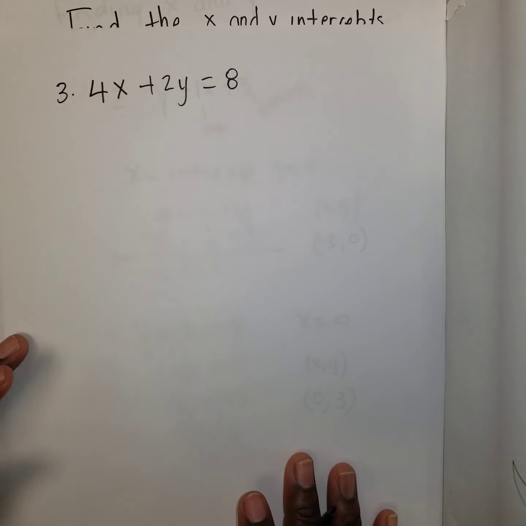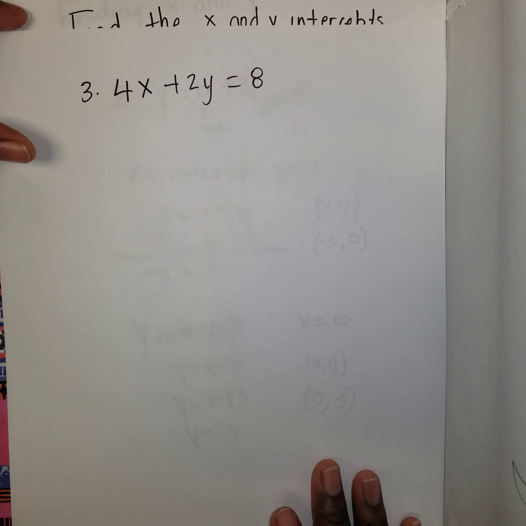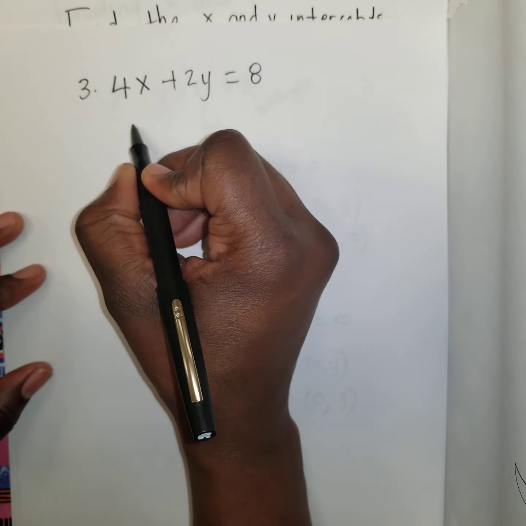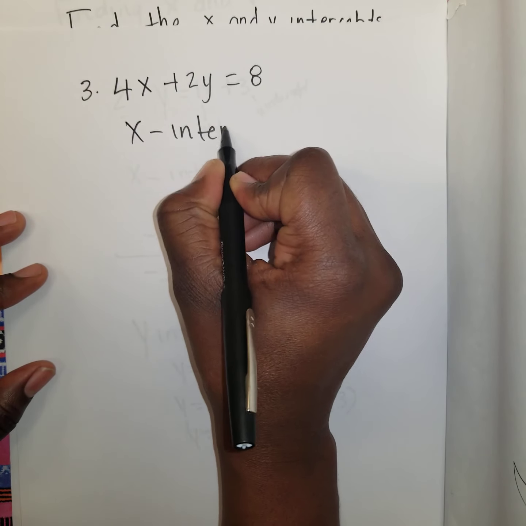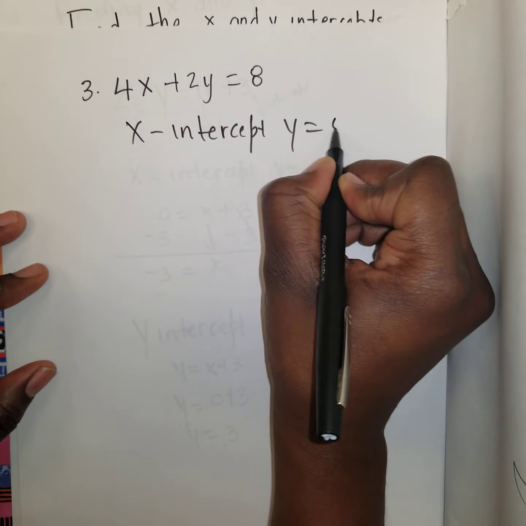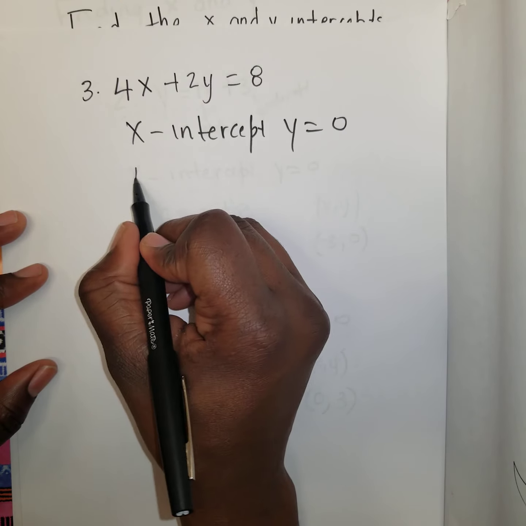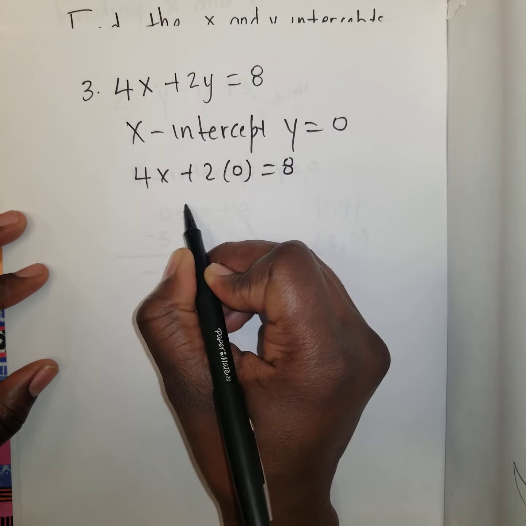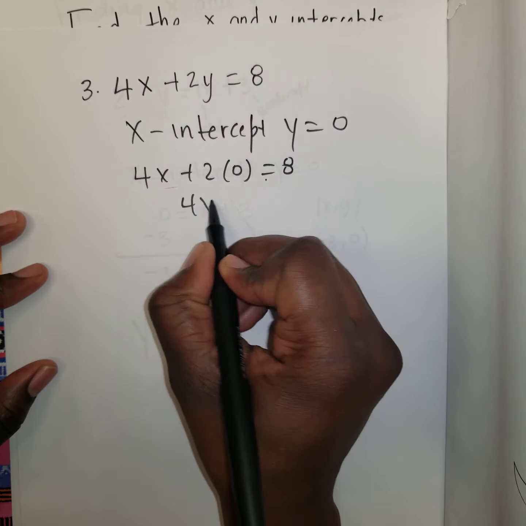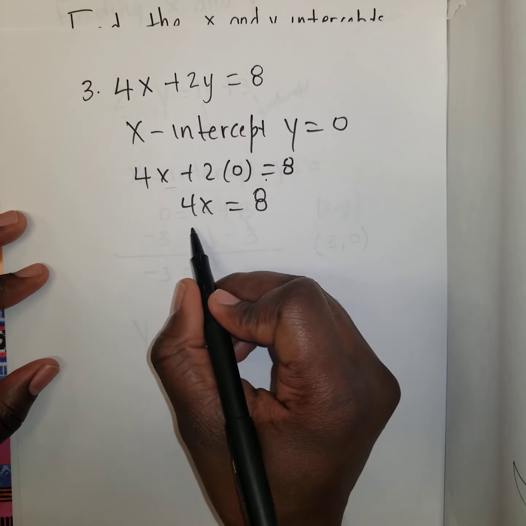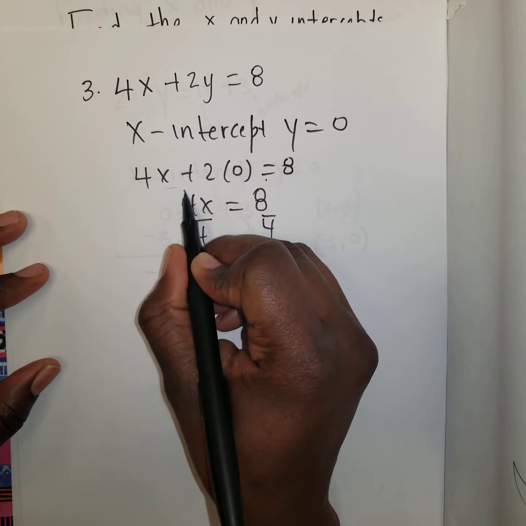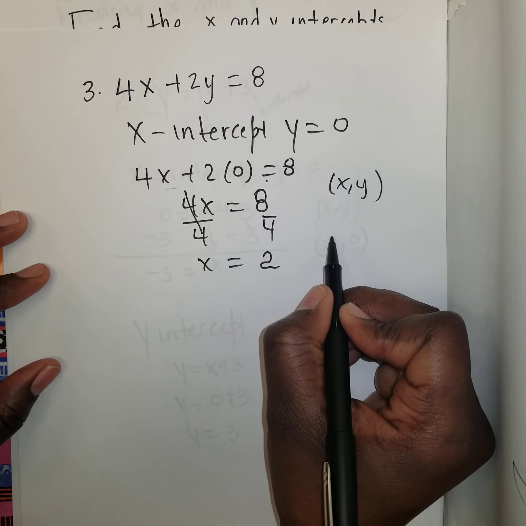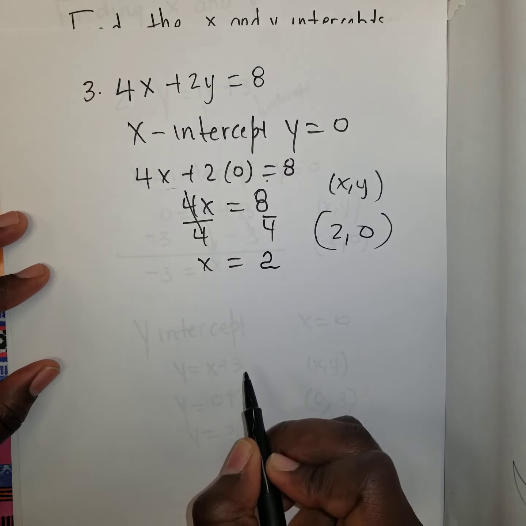So what if you were given one in the standard form, guys? Ax plus by equals c. Let's go ahead and do that one. So for the x-intercept, y is equal to 0. So in this equation, anywhere I see y, I'm going to put a 0. So I just did that. So 4x is equal to 8. Let's find the value of x. Divide by 4 on both sides. So x is equal to 2. Your xy value, x is 2, y is 0.